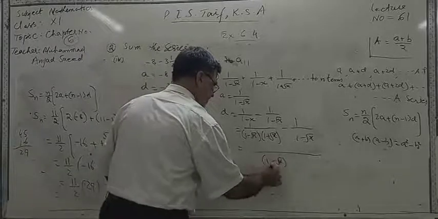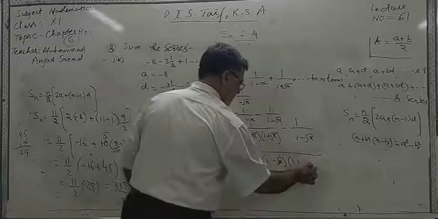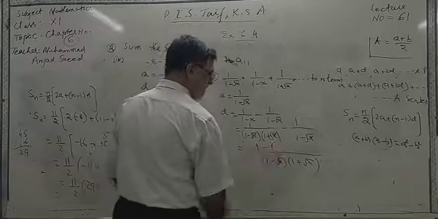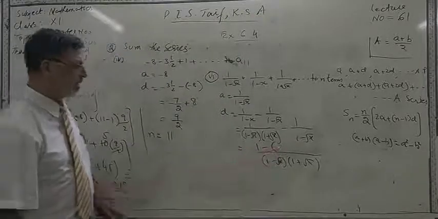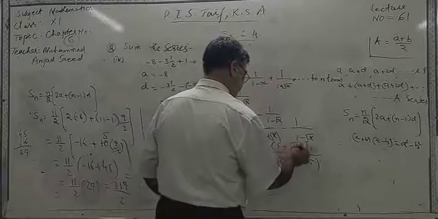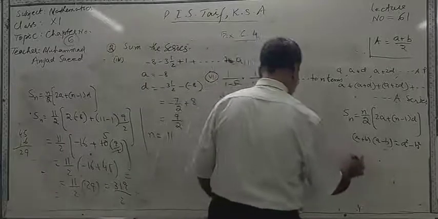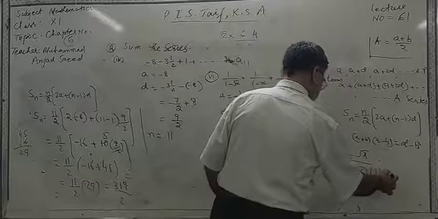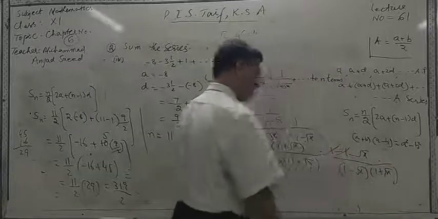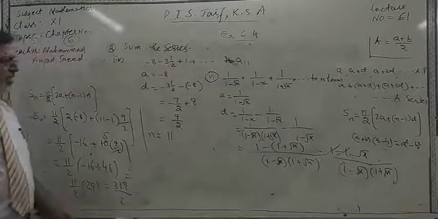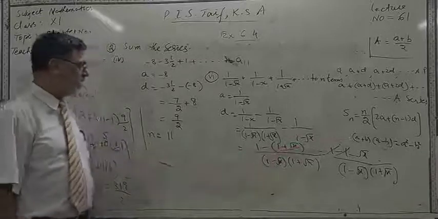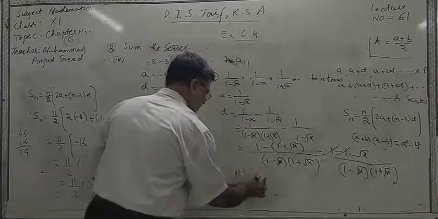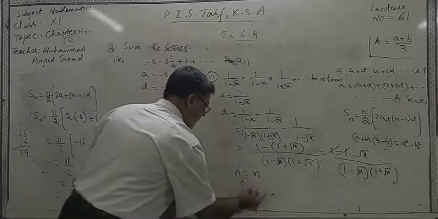You have LCM root of 1 minus x times root of 1 plus x. Both are cancelled out. We have 1 here, minus root of 1 minus x cancelled out. We have root of 1 plus x. You can open up 1 minus root of 1 minus x over root of 1 minus x into root of 1 plus x. This is cancelled out. So dear students, we have this value of d, and up to n terms, n is equal to n. So we have to find Sn.